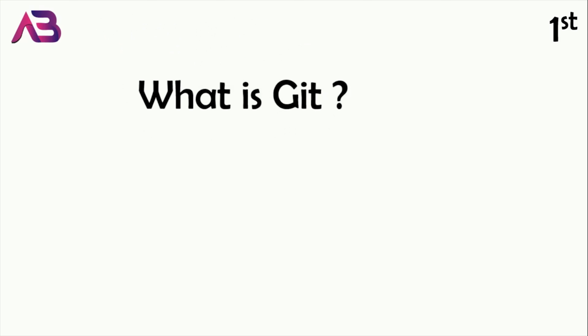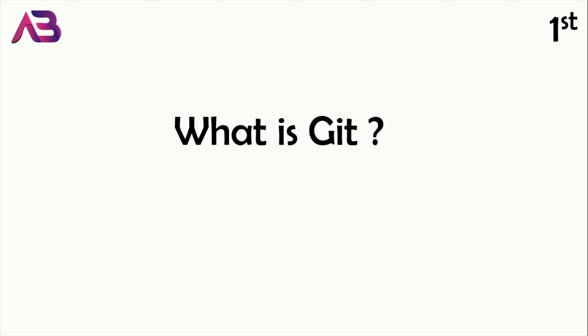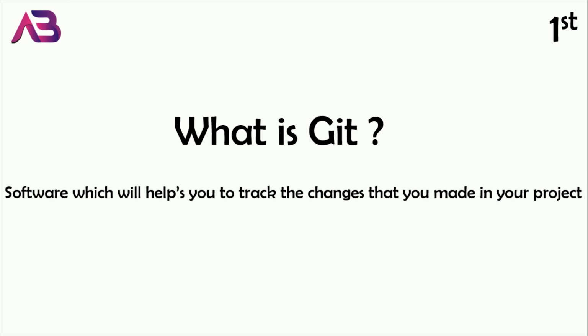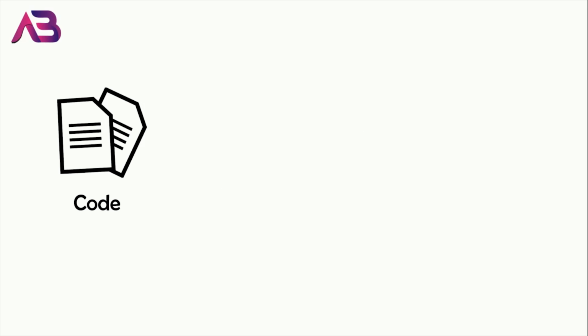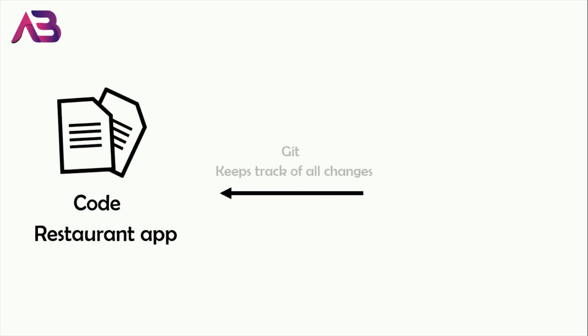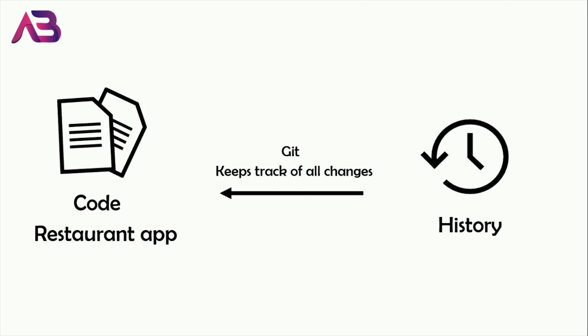So the very first thing in Git is to know what exactly is Git. Now if you ask me to explain it in a simple way, I would say this. It is a software which will help you to track the changes that you made in your project. You can assume project as any code that you are working on. Like maybe if you are working on, let's say, a restaurant app, Git will keep the track of all changes you made to this restaurant app file.